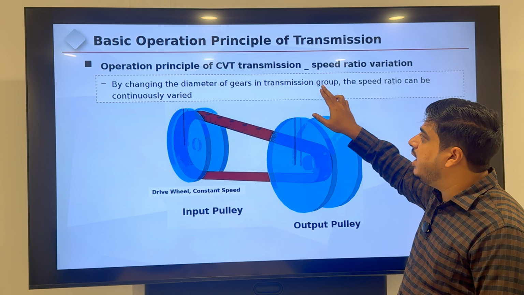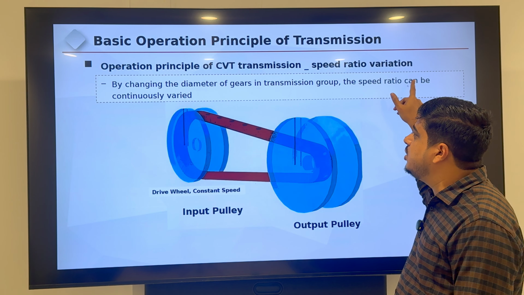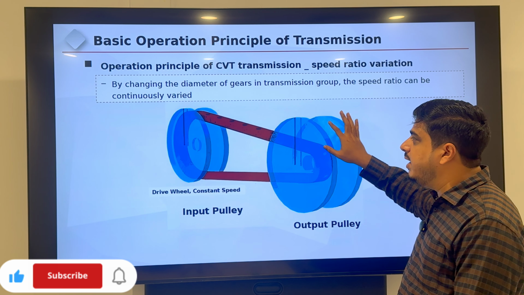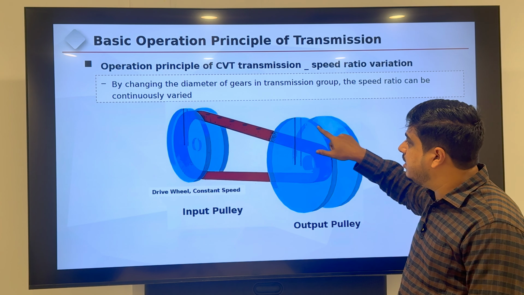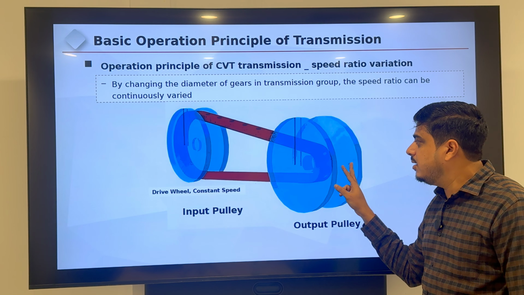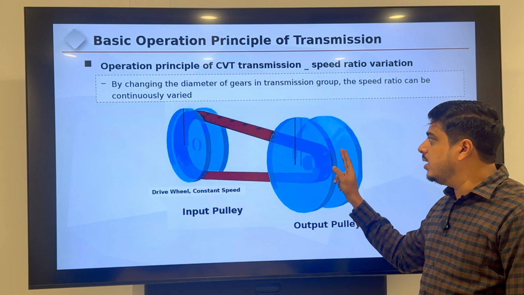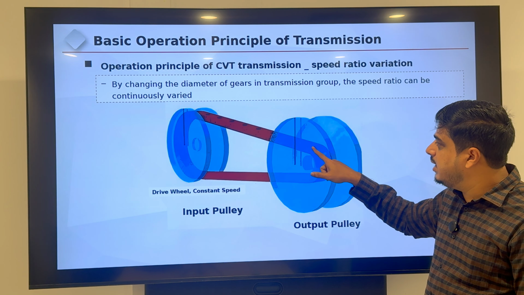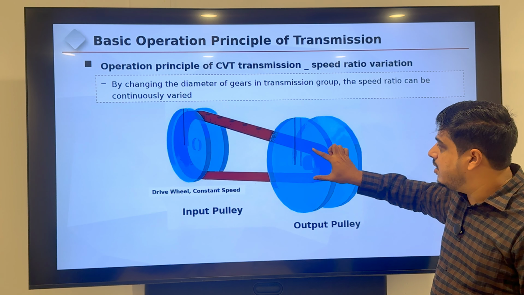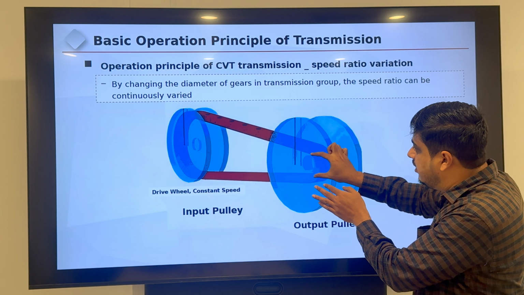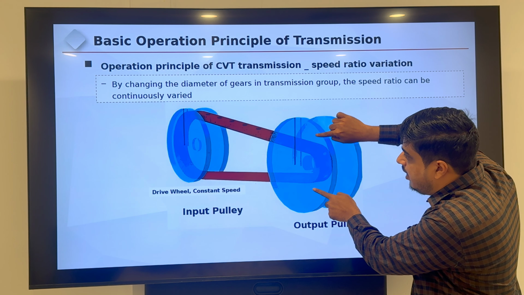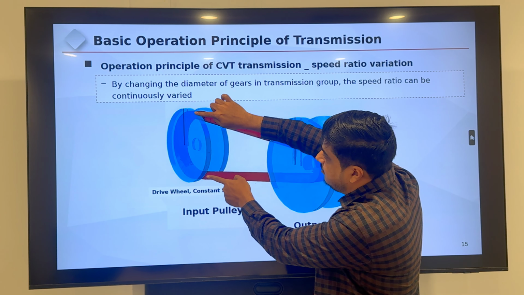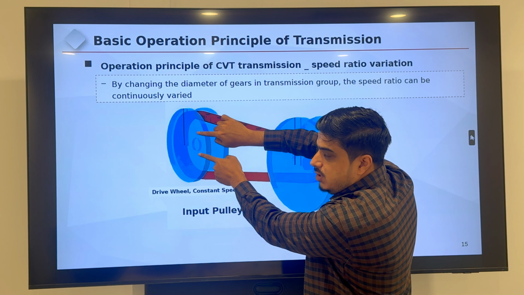How does it work? By changing the diameter of the pulley group, the speed ratio can be continuously varied. By changing the pulley diameter, now it is big, now there is a gap. This is the primary input pulley, and this is the output pulley. This pulley is movable. Now you can see here the short space, right? Once the two pulleys come closer, this space will be increased and this space will be decreased. This one comes outer, and this space will come closer now, like this.